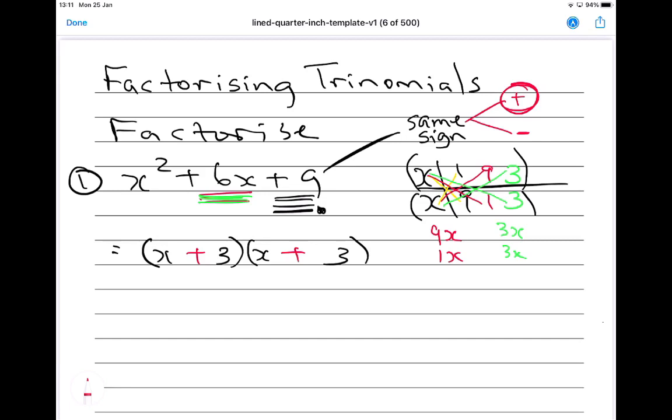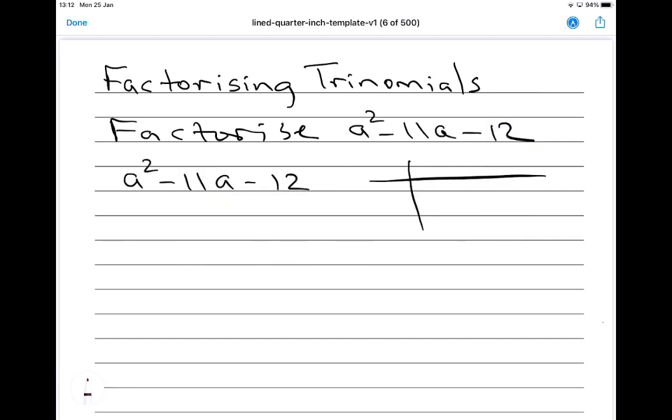Let's work through another example using the same approach. For this one, the first term is a squared, and we can decompose a squared into a times a, so a squared means a times a. Then we jump to the last term and just use the 12. Don't worry about the minus that you see there. What we want are two factors of 12. And we know that 1 and 12 are factors of 12. So try and see whether that combination works.